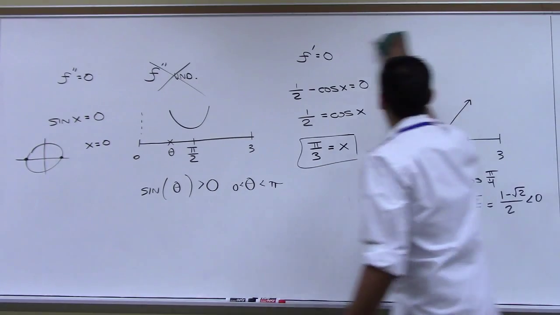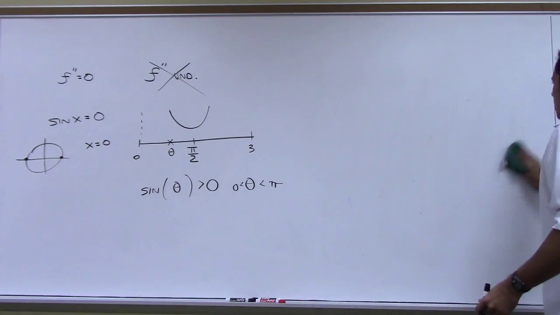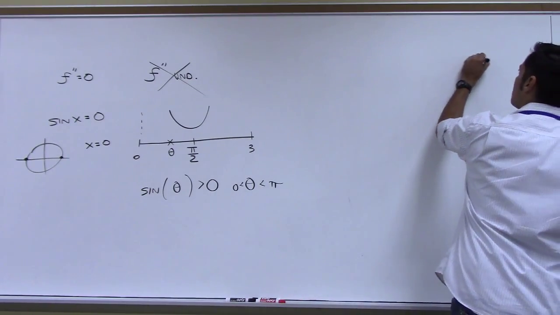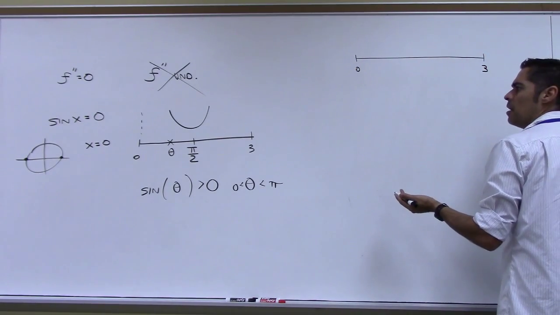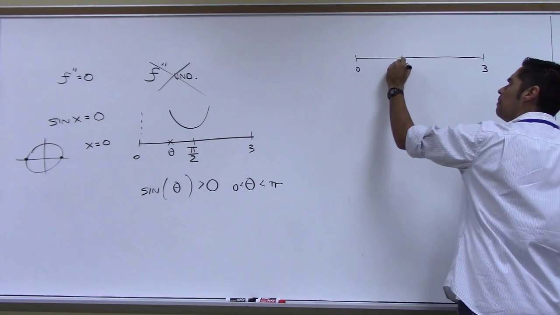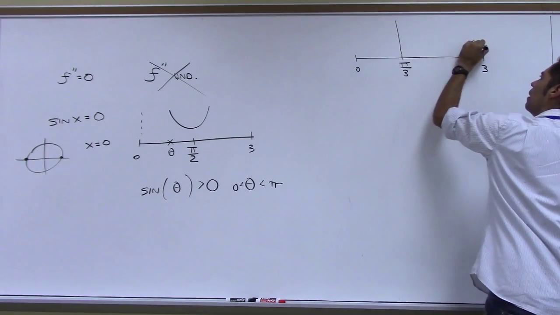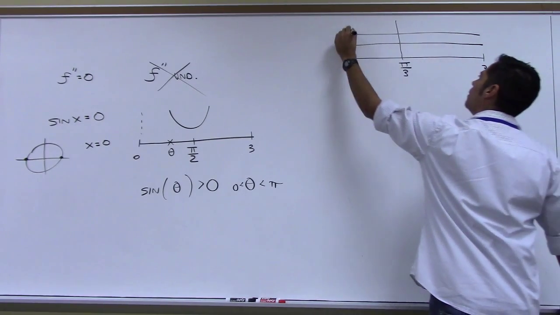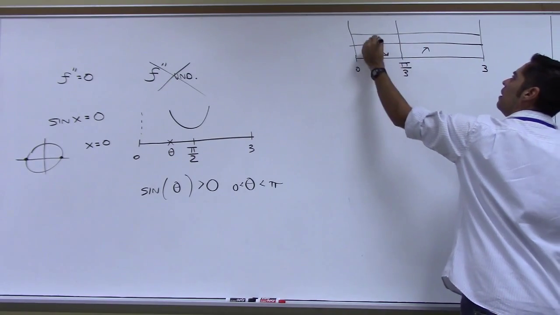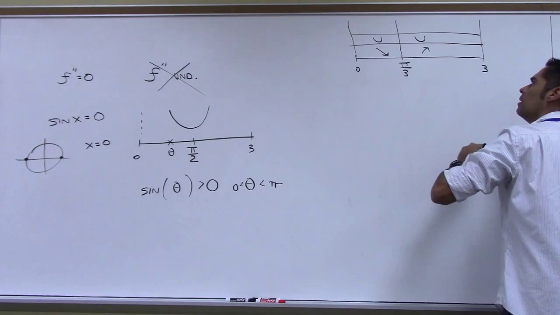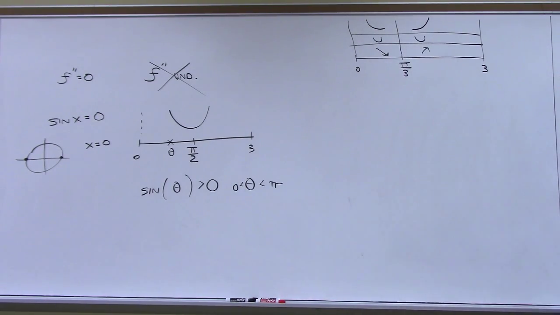All right, so now I'm going to do my little table. You'll need a calculator at this point because we have 0 and pi. The only other critical number I had was what? Pi over 3, right? And it looks like it was down then up. It was concave up, concave up. So it was like this and like this, right?